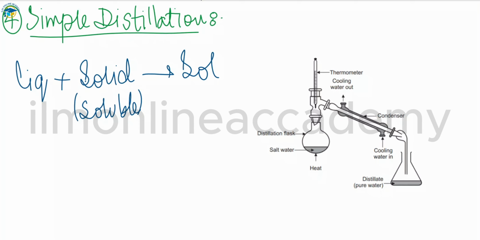First, we have a conical flask that is present here. In this conical flask, you can add any type of solution from which you have to separate the liquid, like salt water. You have to heat it with the help of a Bunsen burner, and on the top we have a thermometer. The thermometer reads the temperature.